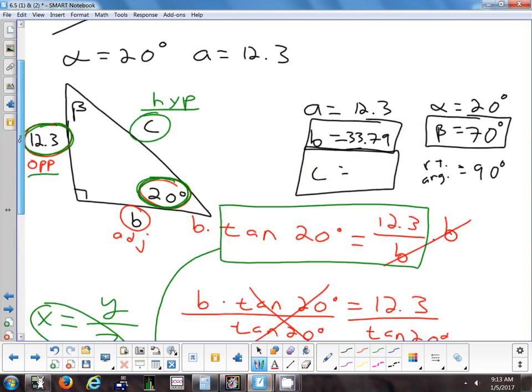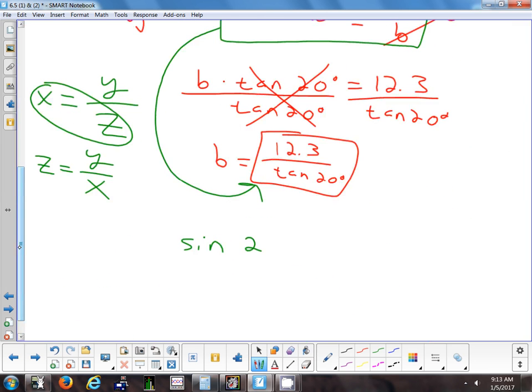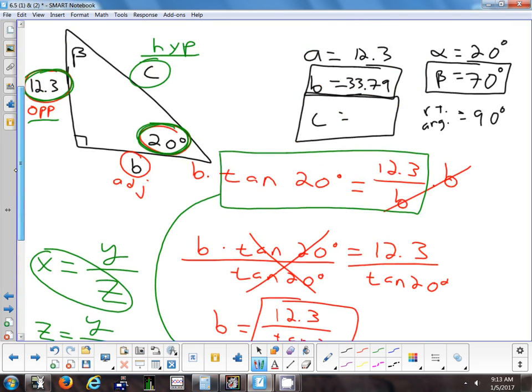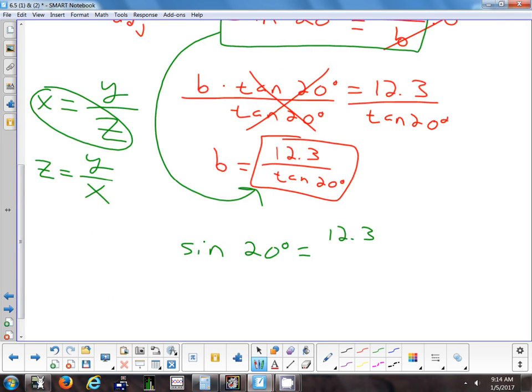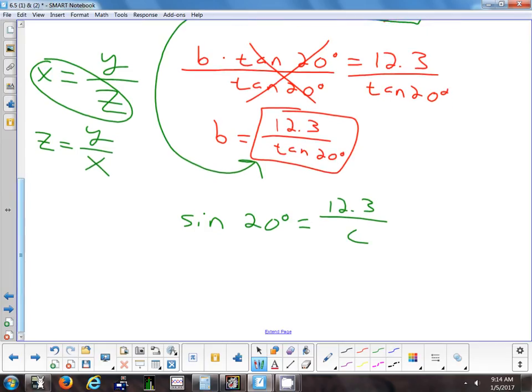Okay, so let's set that up. Let's see. Okay, so the sine of my angle equals, what side is opposite the 20? 12.3, and the hypotenuse, C. Okay, this is the same kind of situation we had last time with the variables in the bottom. So can I switch the C and the sine 20? Yeah, I can go through all the arithmetic again if I want, or just use that shortcut.